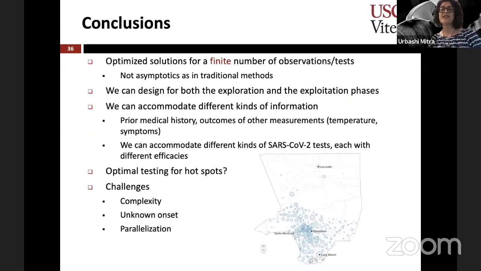So let me end things here by saying that our focus has been looking at how we come up with optimized solutions for active adaptive testing with a finite number of observations. There are very nice technical results that we can state about our work, but we believe it also has practical implications. One of the nice things about our work is that we can accommodate all different kinds of prior information, and we can come up with strategies for combining tests of differing accuracies.